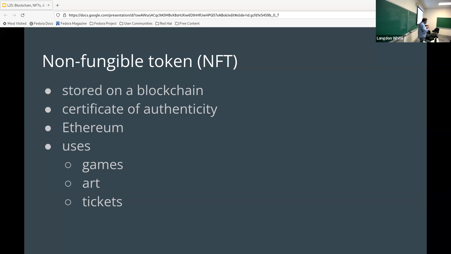So that's another mechanism using this NFT, you can prove whether you have the real ticket. And because you can prove that you have a real ticket, you can then resell the tickets. Okay. Sometimes referred to as scalping, but when it's legitimate, it's not usually called scalping. But that's kind of the idea with tickets.